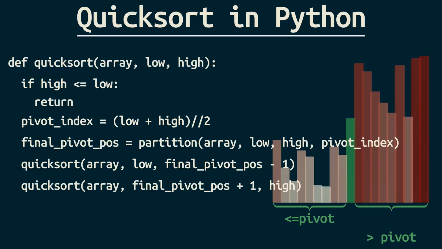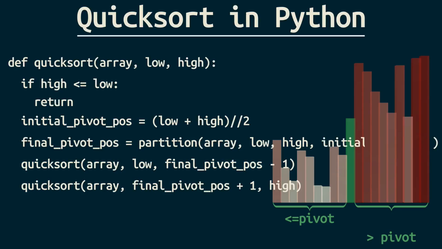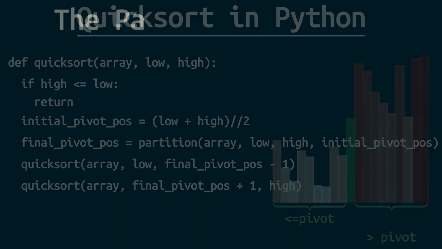One little thing to clean up. I'm not crazy about the variable name pivot index, since it's only the index of the pivot before we partition. So let's rename this to initial pivot position. And that does it for the main quicksort function, the easy part. Now let's code up the partition function.